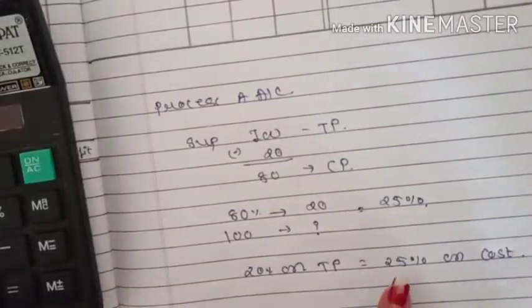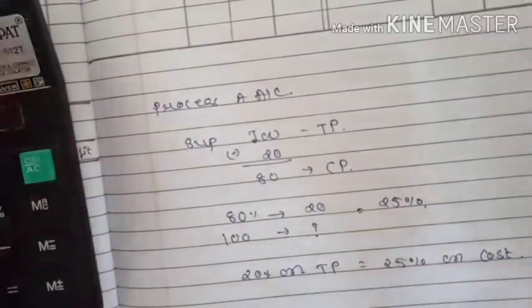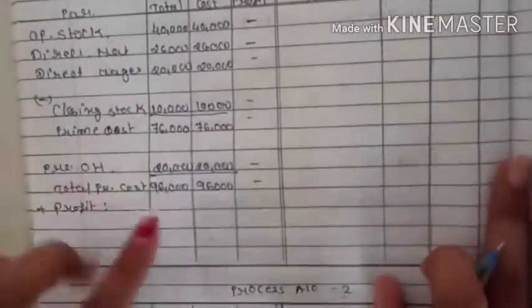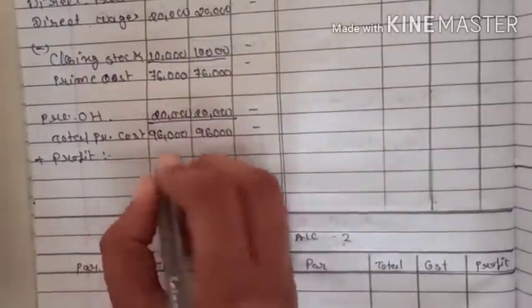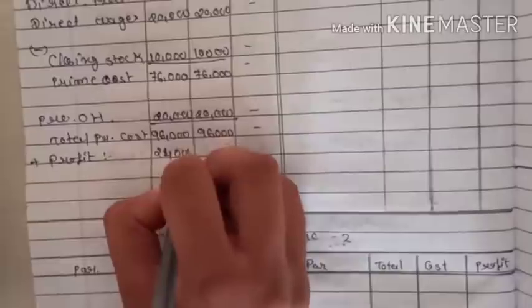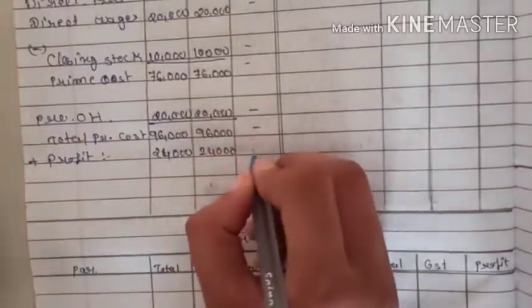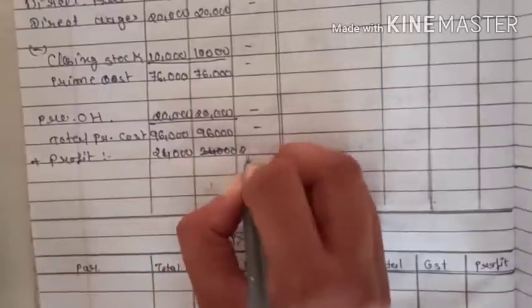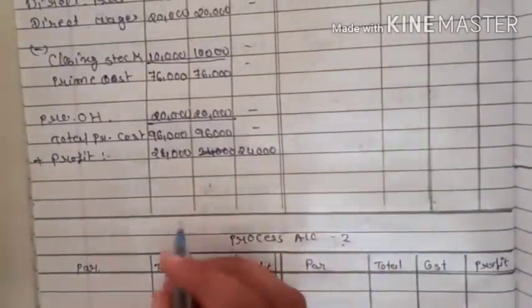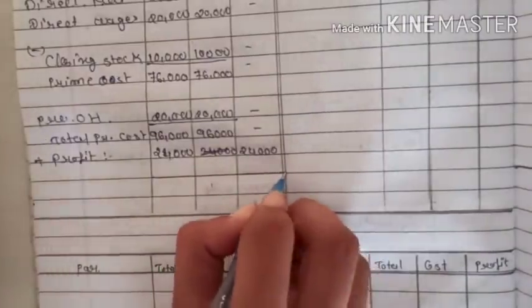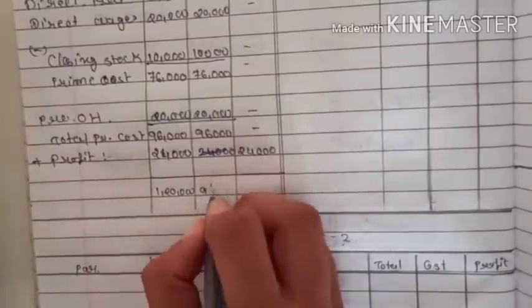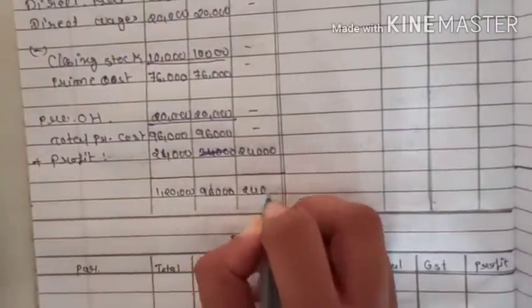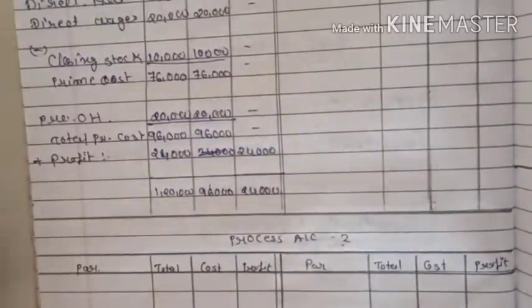That means 20% on a transfer price is equal to 25% on cost, right? So what do we get? 25% on a cost. We have a cost of 96,000. So 96,000 plus 25% of cost, profit is 24,000. Let's total it out: 1,20,000, 96,000 and profit 24,000, right?